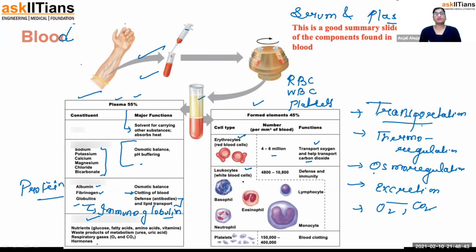Then WBC. WBC is mainly of 5 types, but there are 2 categories. I'm going to explain you. For now, just remember the names: basophil, eosinophil, neutrophil, monocyte, and lymphocyte. These are the types of WBCs.